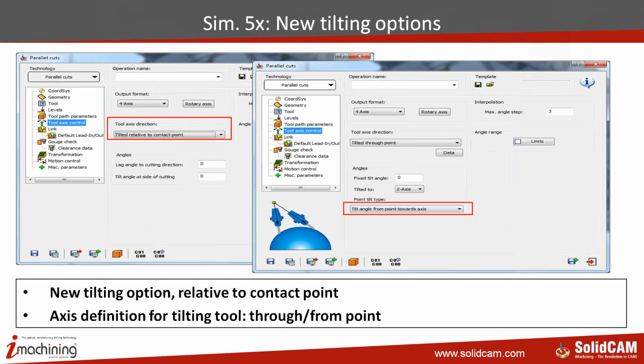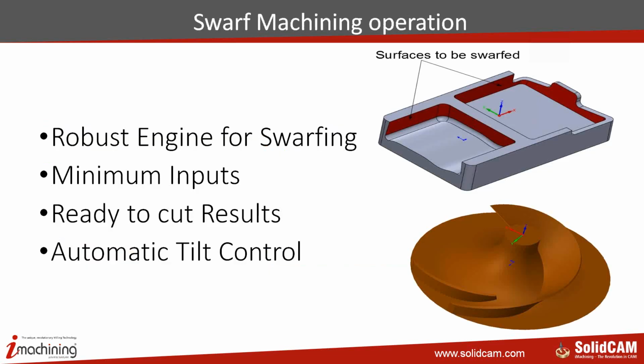And then we have some nice new tilting options. We have a new tilting option called tilt relative to contact point, and in the tilted through point, we have a new sub option, tilt angle from point towards axis. Both of them are going to be pretty useful when you're going to do your toolpath using the regular 5-axis engine. We then move to swerve machining.